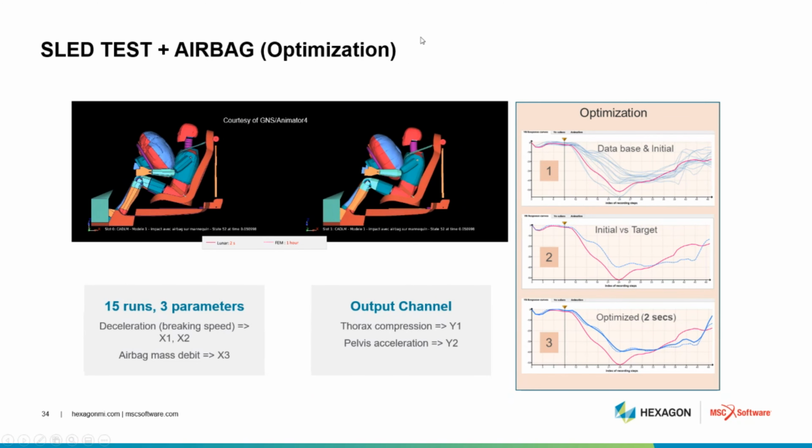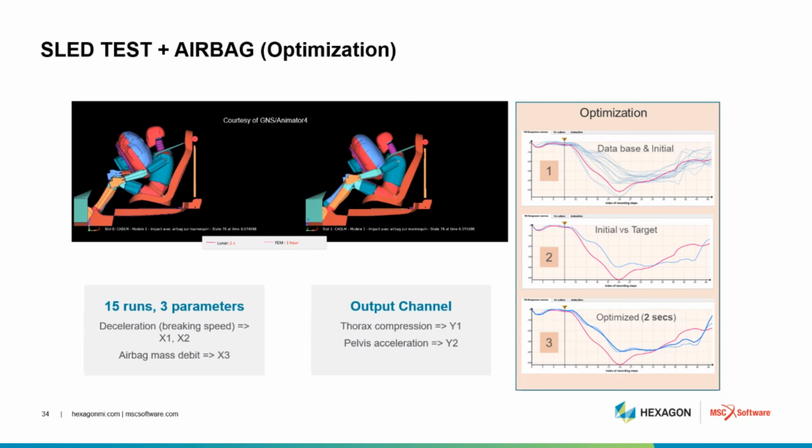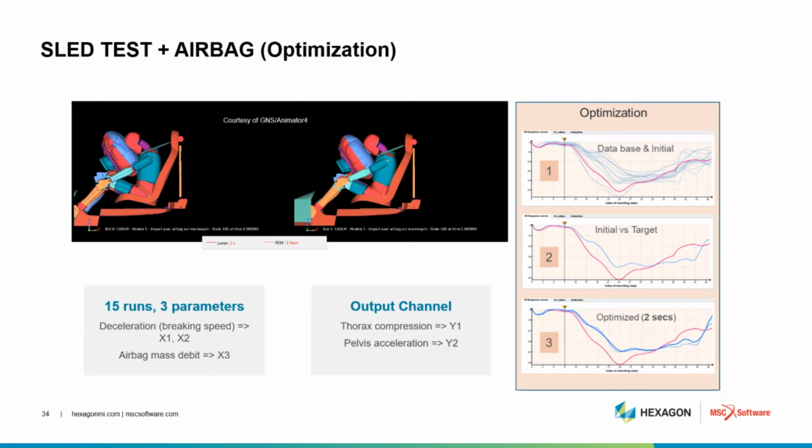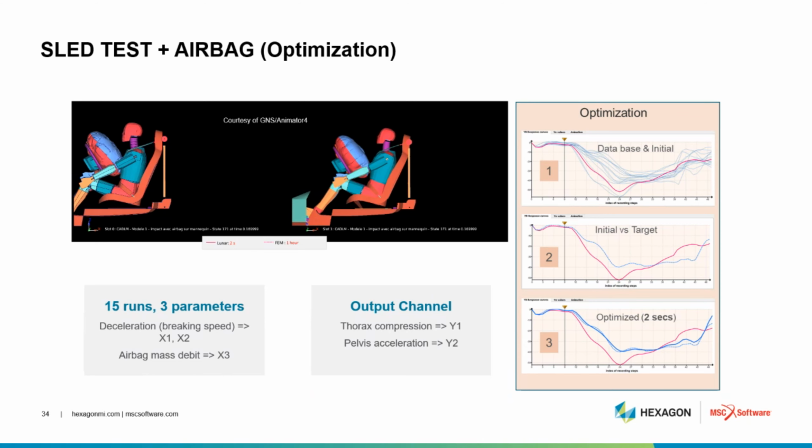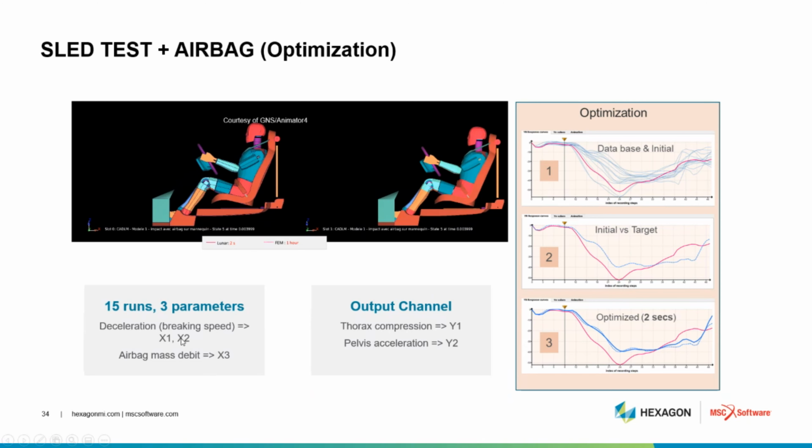Another example here you can see is a test of an airbag and using that for optimization. So we have 3 input parameters: deceleration, braking speed, x1 and x2, and we had the airbag mass flow x3. So the output channels for us are the pressure on the thorax and pelvis acceleration. Both of them are outputs for us. So we have some base curves here, a database, you can see the blue lines.